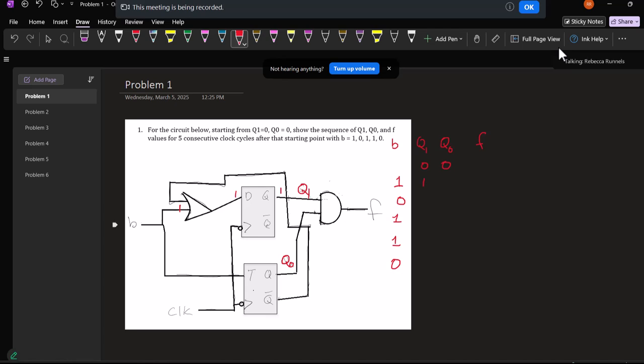Now Q0, our input into T is B equal 1. And what does a T flip-flop do when its input is 1? It toggles. And so since it toggles, we have to know what it was before, and what it was before was 0, and so it will become 1. And F is the AND of Q1 and Q0. So the AND of Q1 and Q0 is the AND of 1 and 1, which is 1.